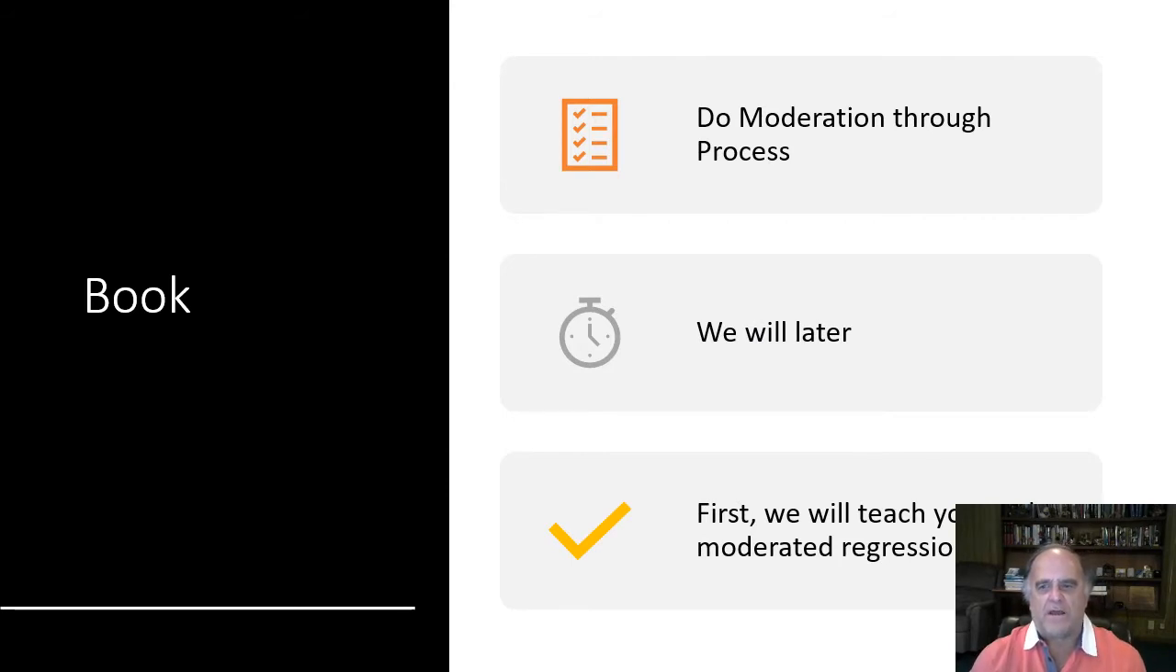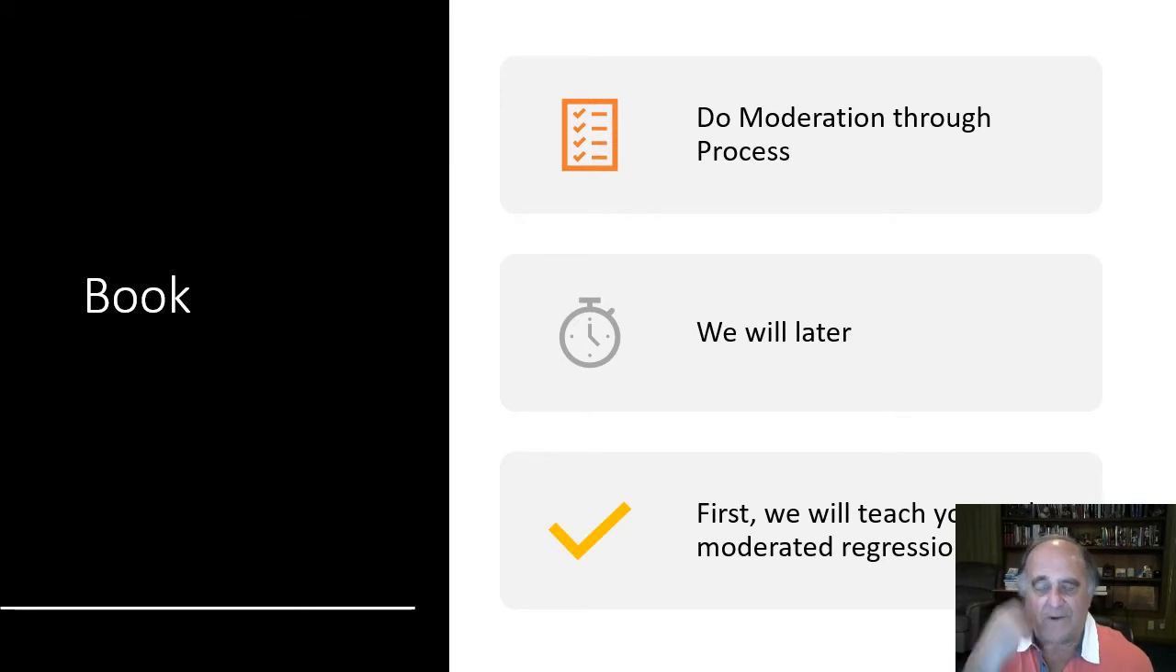Okay, in your book, they do moderation totally through PROCESS. We are going to, in this class, do that later. So we've divided it up. We're going to teach you how to do moderated regression first, just using SPSS regression. Then we'll teach you how to do moderation using PROCESS, or using Hayes's PROCESS. And the reason we do that is I think it's useful for you to know and be able to do moderated regression without using PROCESS, so you can see what's really involved in moderated regression.